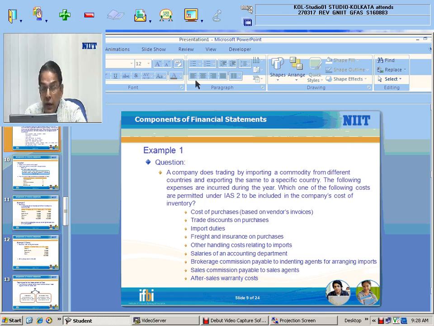Other handling costs relating to imports, whether it will be included or not. Oh, sorry. Freight and insurance on purchases. When you are importing goods from other countries, you have to pay the freight. That means if you are importing by ship or by airlines, you have to pay the transportation charges. So freight and insurance on purchases, it will be included, correct? Okay. Other handling costs relating to imports, will it be included?